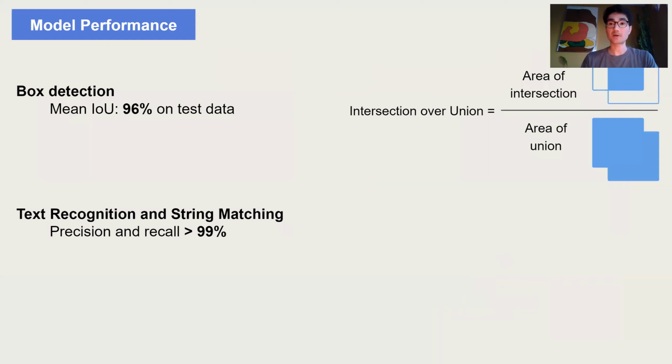So how well is the model doing? There are two relevant metrics here. The first is box detection, and for this I'm using a metric of intersection over union, which indicates how close are predicted bounding boxes to ground truth bounding boxes. On test data, I'm getting a mean intersection over union of 96%, which is pretty good. The second metric is for text recognition and string matching. For this, I'm getting a precision and recall greater than 99%.